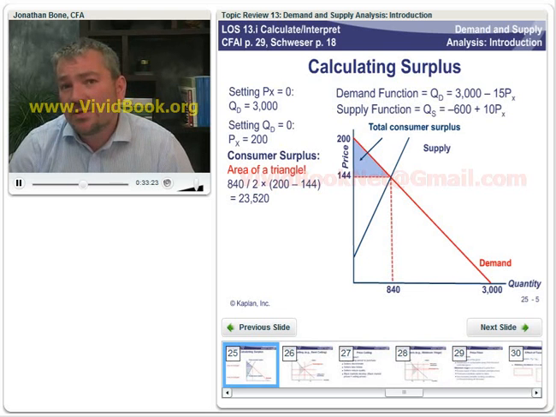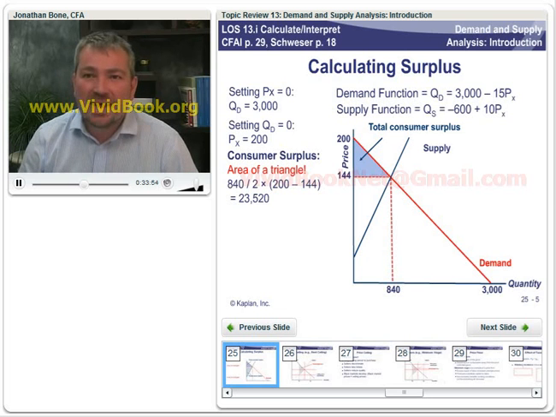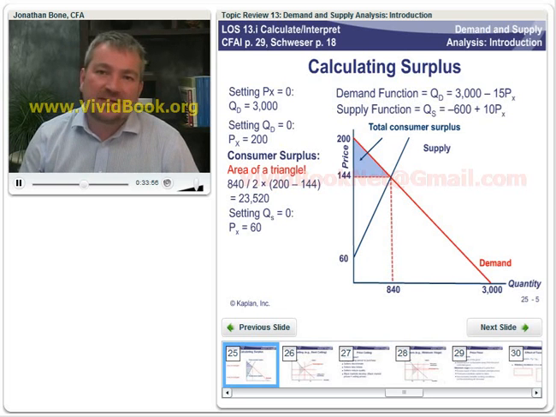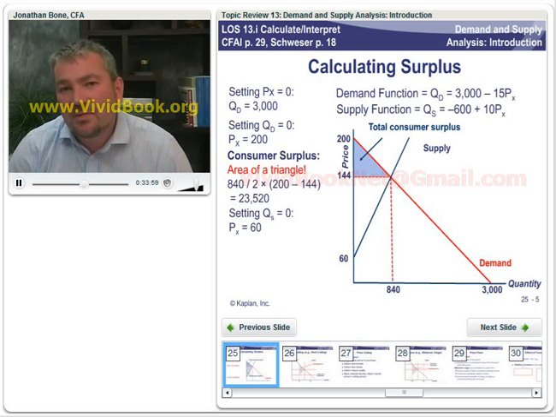Now let's work out the producer surplus. Of course, what we're going to need to establish here is the price at which supply would be equal to 0. So we're going to set QS equal to 0 and solve for Px. At QS equals 0, we get 0 equals minus 600 plus 10Px, or if you like, 600 equals 10Px. Divide both sides by 10, and we end up with 60 equals Px. So at a price of 60, the total amount supplied would be 0.